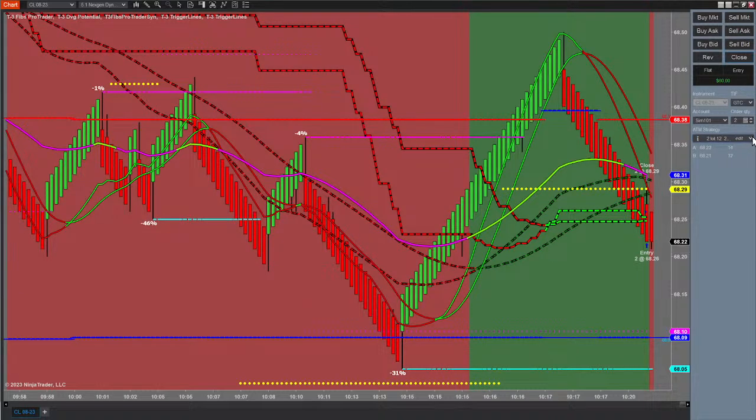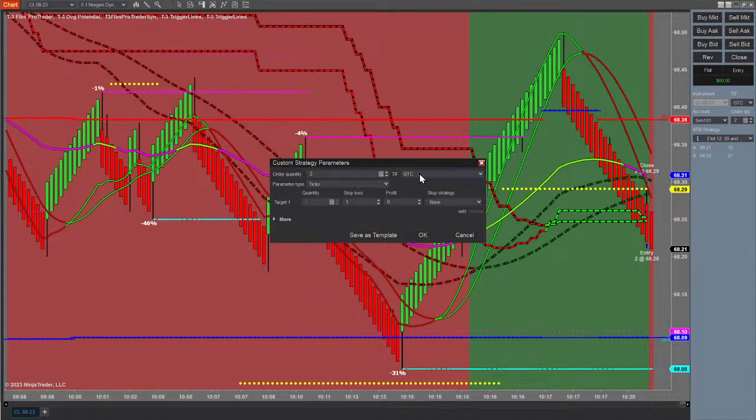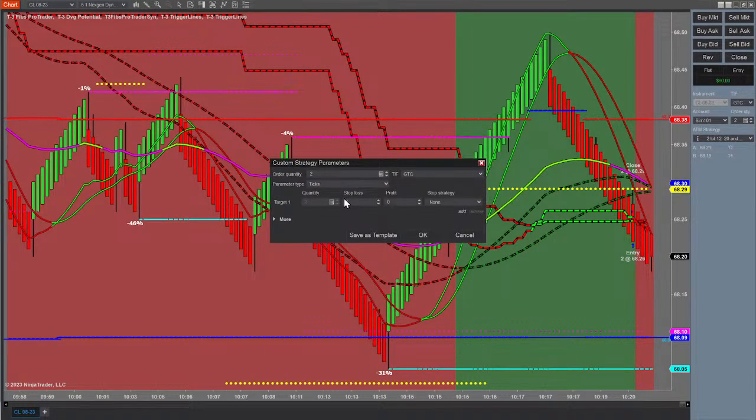What you're going to do is click on custom. When you click on custom, it gives you these parameters. Your order quantity is 2. That's exactly what you want, right? You want 2 contracts. But since it's 2 contracts and 2 separate targets, you're going to click add right here. It's going to give you target 1 and target 2.